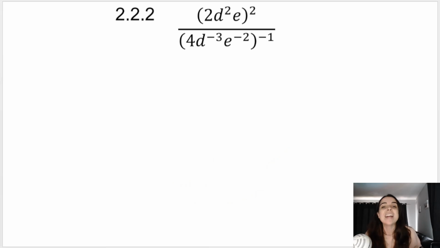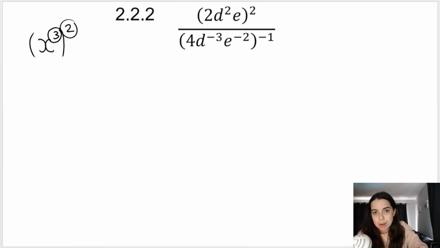2.2.2 is quite challenging. We have to apply the rule that I call the power inside times the power outside rule. Now, what I mean by this rule is if you have something in a bracket like this, like x to the power of 3, and that is raised to another exponent, let's say 2. You take that exponent or that power and you multiply it by that one. So what is 3 times 2? It is 6, x to the power of 6.